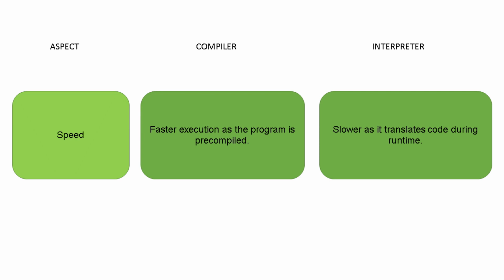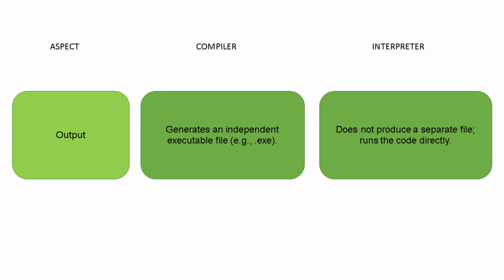Output: the compiler generates the executable file. That executable file is nothing but your machine code, which will run once you click the button to run that particular program, to execute the code. Correct? Now the interpreter does not produce a separate file, because ultimately it just runs the code. That's why it does not generate any executable file here.